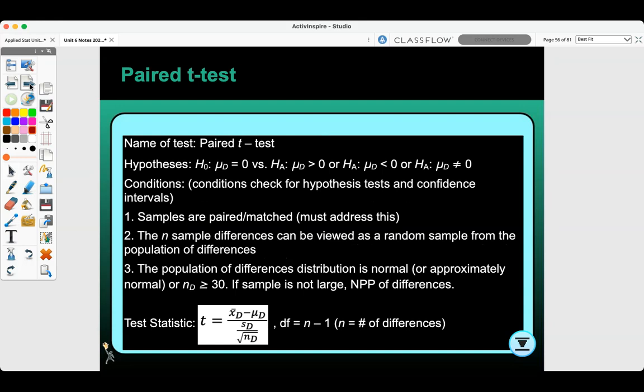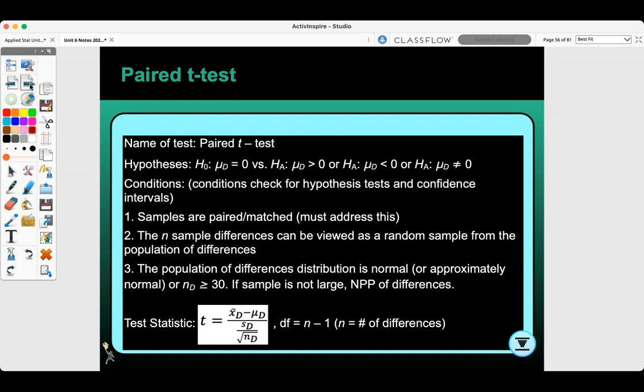The name of the test is a paired t-test. Our hypotheses are the mu differences, for the null hypothesis, the mu differences equals 0, versus the mu differences greater than 0, less than 0, or not equal to 0 for the alternative hypothesis.